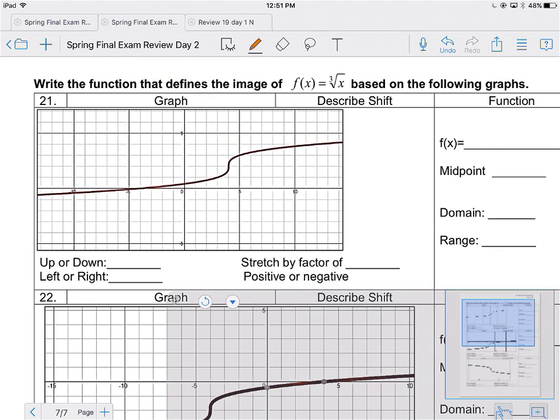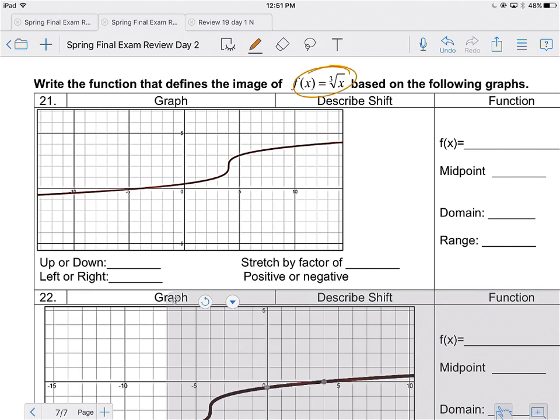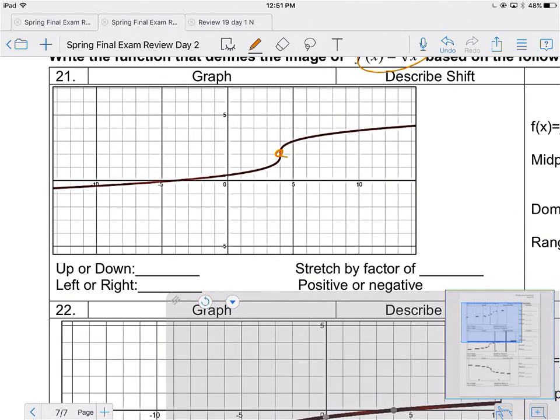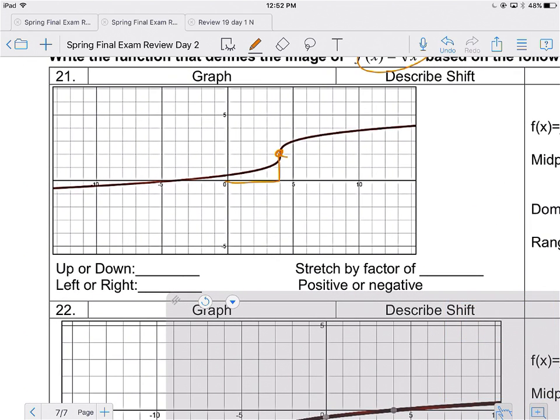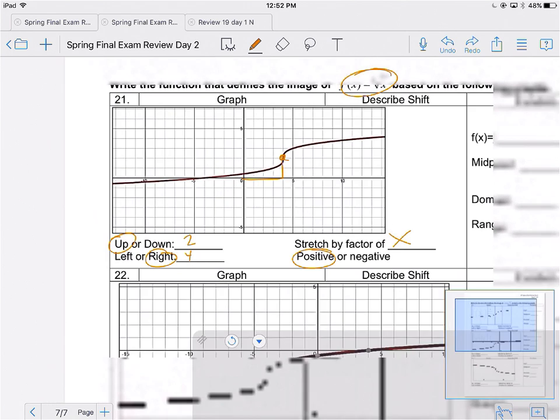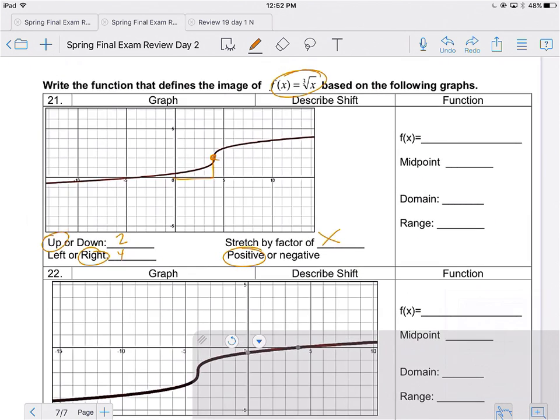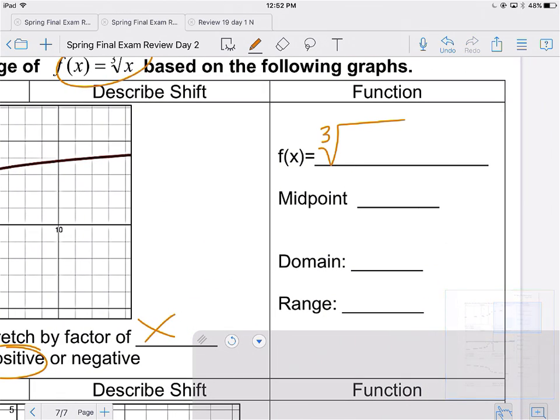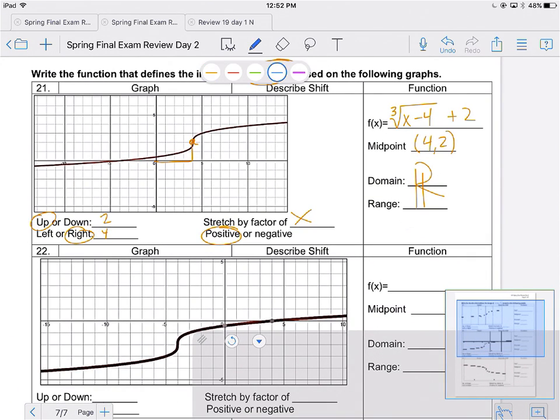And still looking at cube root, they really like this cube root. We want to know where it moves. So here is my midpoint. Remember, it's easiest if you define your midpoint first. So this goes right 4, up 2. We don't worry about stretch or shrink, and this one is positive because as you go left to right on the graph it goes up. So cube root, it goes to the right 4 and up 2. Midpoint is 4, 2. Domain and range are still all reals.